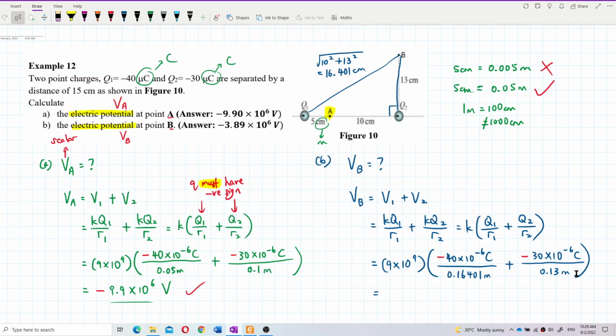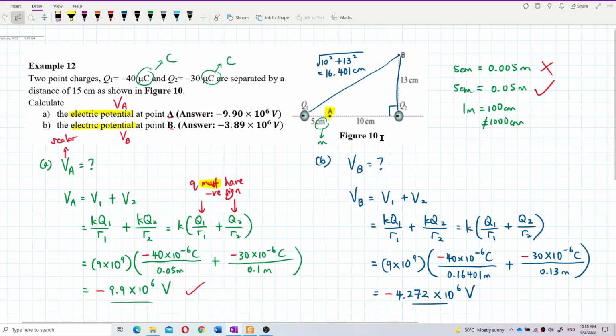Let's calculate. Negative 40 exponent negative 6 divided by 0.16401, plus negative 30 exponent negative 6 divided by 0.13. Okay, multiply by 9 exponent 9. So the answer is negative 4.272 exponent 6 volt. That's the answer. Okay, oh, it's a lot of difference. Why is it? Let me figure out.